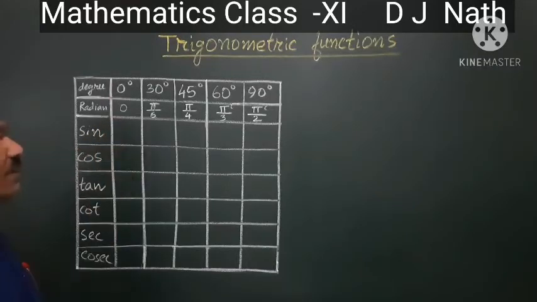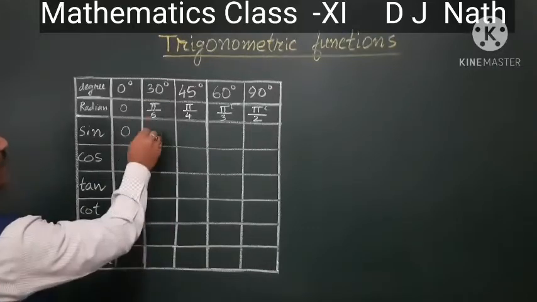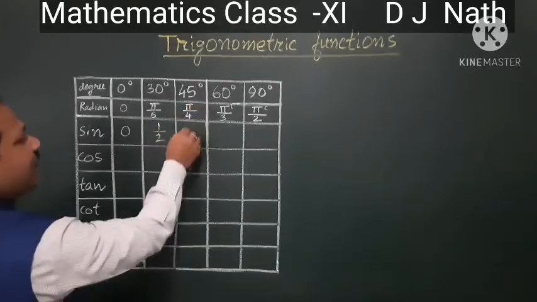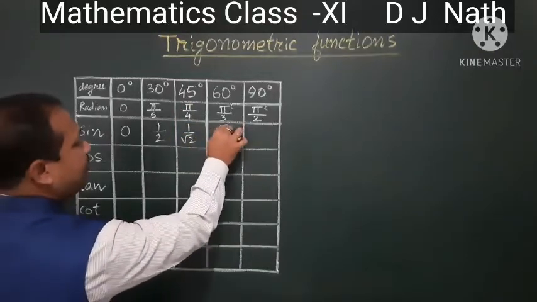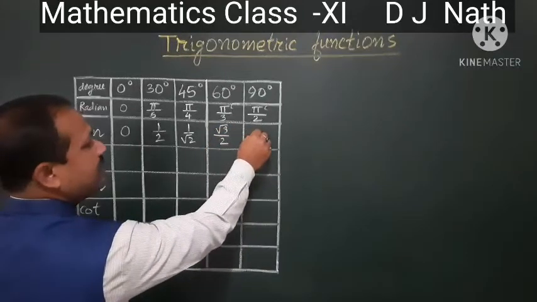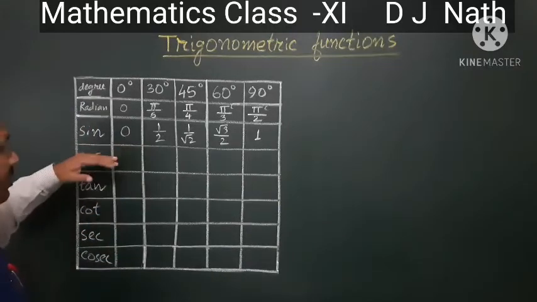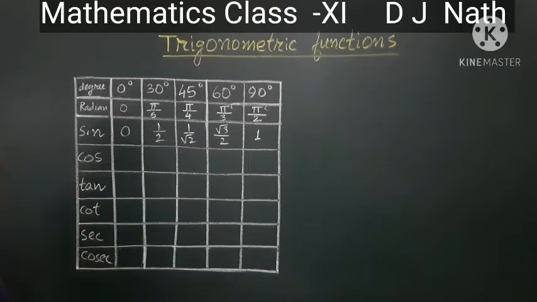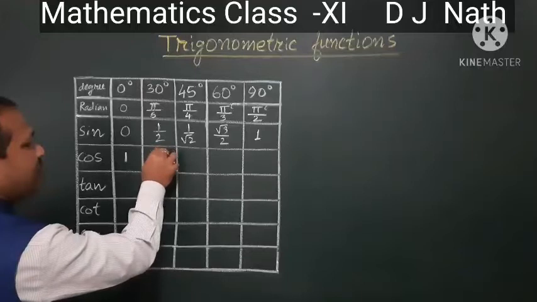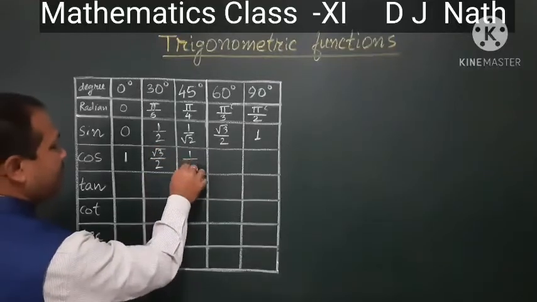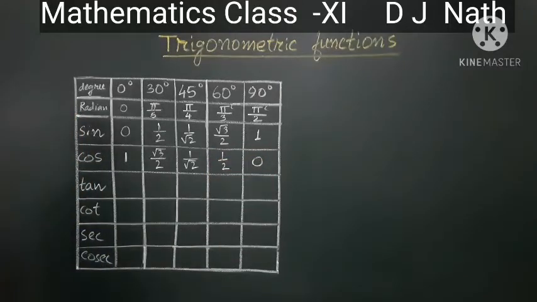So sine 0 degree is 0. We have learned in class 10, sine 30 is 1 by 2, sine 45 is 1 by root 2, sine 60 is root 3 by 2, and sine 90 is 1. That we have learned. Even cos is just the reverse of that. If we reverse it, cos 0 is 1, then root 3 by 2, then 1 by root 2, then half, and this is 0. Like that we have learned.